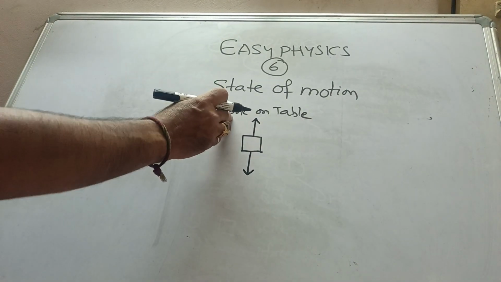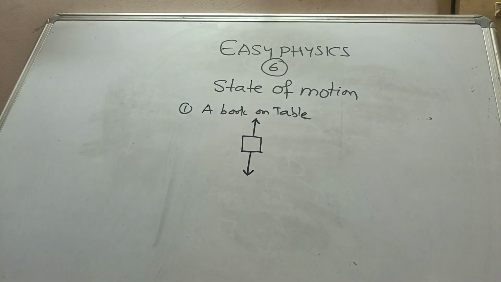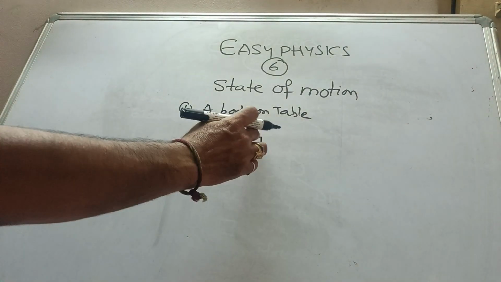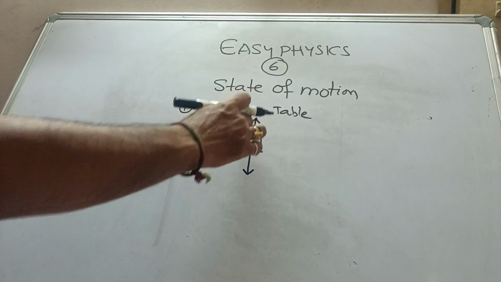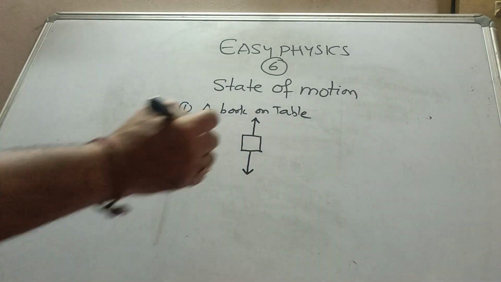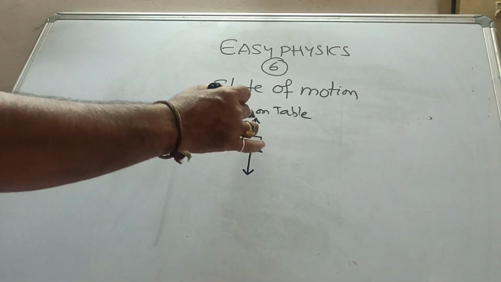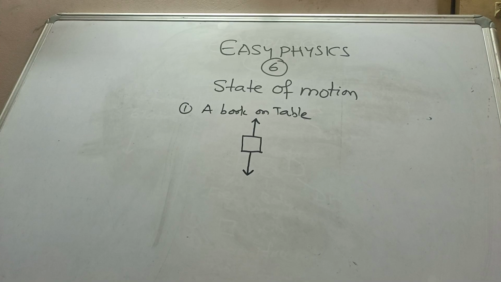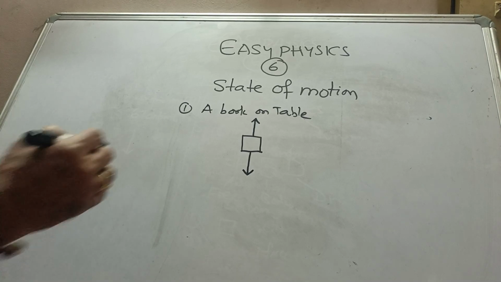Whether it is a book on a table or something else on a table, whatever the material is, we have to represent it with a box. And as these two forces are equal and the book is at rest, the magnitude of the arrows must also be equal.